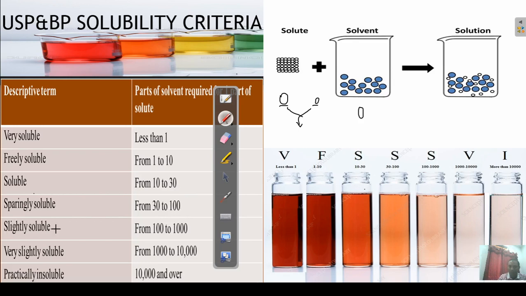Next, slightly soluble means from 100 to 1000 parts of solvent are required to dissolve the solute. The next term, very slightly soluble, means from 1000 to 10,000. And the last, practically insoluble, means 10,000 and over. You can see here the example of insoluble: in the case of practically insoluble, you can see that there are precipitates present in this flask.